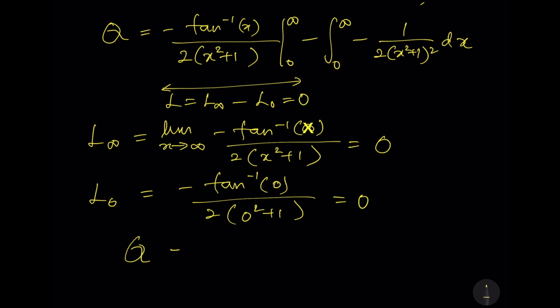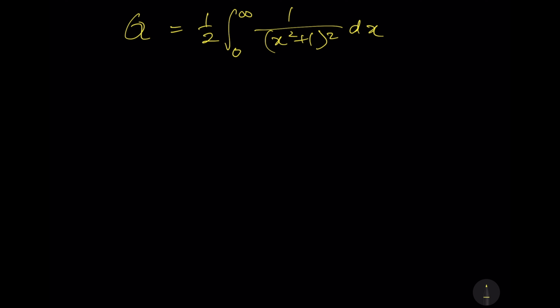In other words, Q equals the second part, which is 1 over 2 integral 0 to infinity of 1 over (x squared plus 1) to the power 2 dx. What is the next step? Don't worry, we can continue using trigonometric substitution.